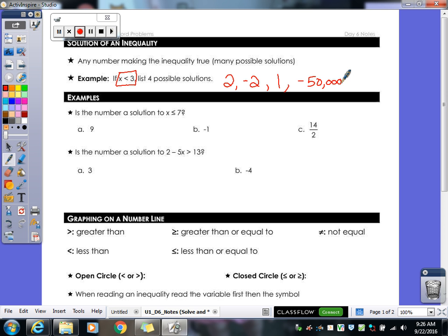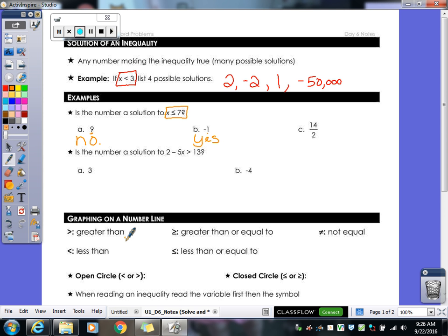So let's practice a little bit more. We have this inequality here: x is less than or equal to 7. They want to know if A, B, and C are solutions to that inequality. So is 9 less than or equal to 7? No. So 9 would not be part of that solution set, as we call it. Is negative 1 less than or equal to 7? Yes. So negative 1 would be part of our solution set.